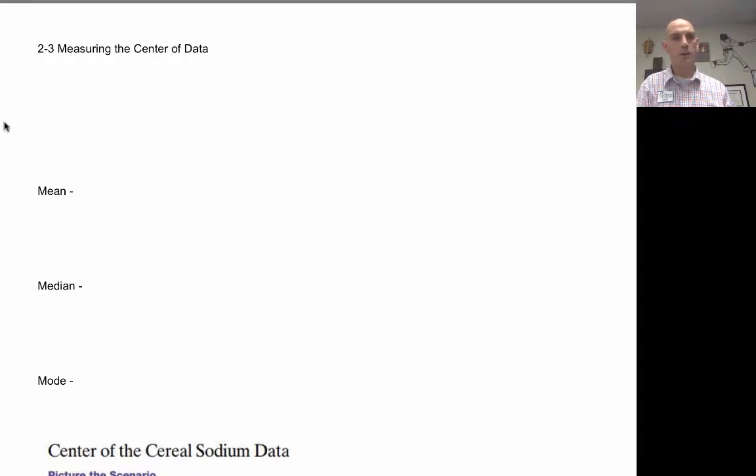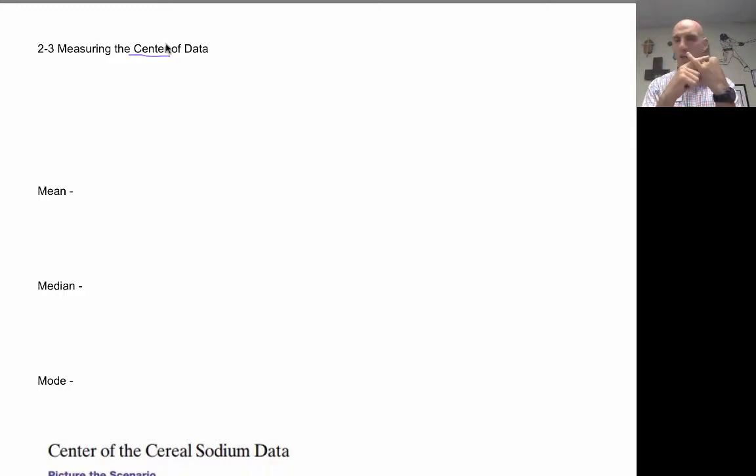Welcome back. Today we're going to talk about measuring the center of a data distribution. And one of the things that I really want to hammer home is there's a lot of different ways to measure the center. And the center is one of those key pieces that we're really going to look at when we're talking about describing distributions.